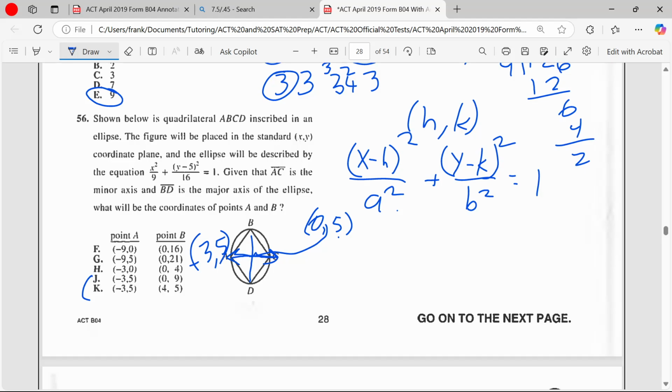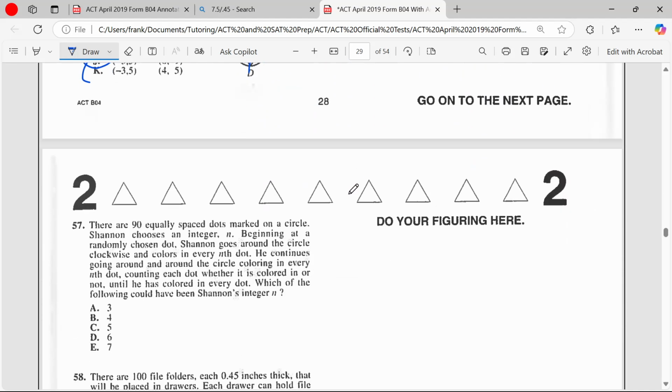It's either J or K. And then b squared is 16, so b is 4. So it goes up and down 4 from the center. Up 4 from 0, 5 is 0, 9. So 0, 9 would be B, and that's J. And in fact, only one of them has 0, 9 as point B, so that would have decided it, but how would I know that when I'm starting?